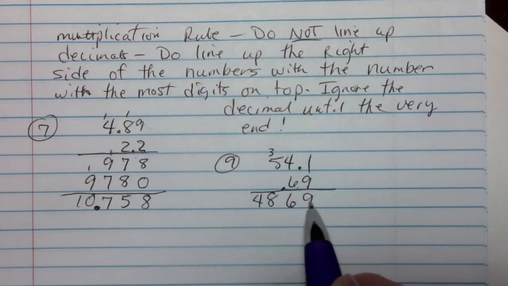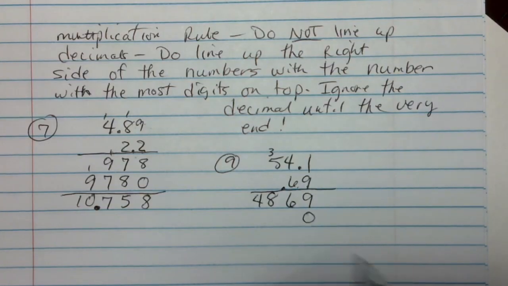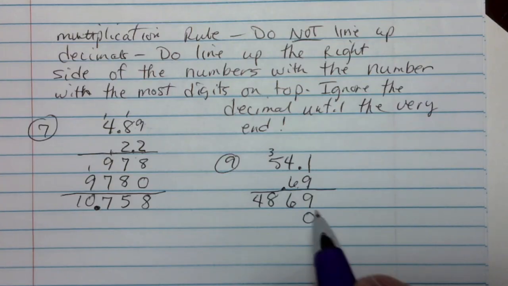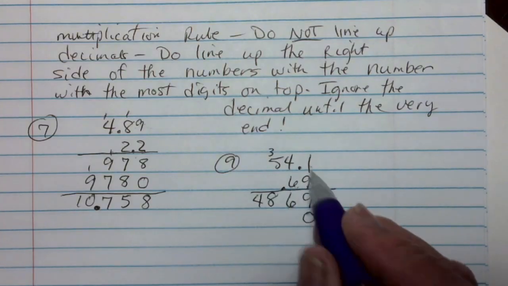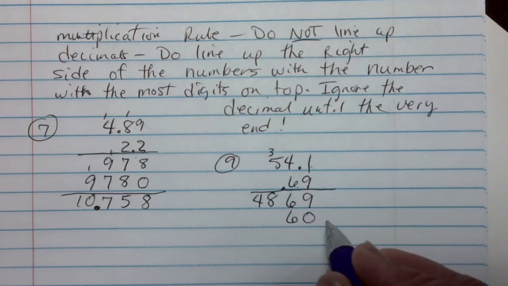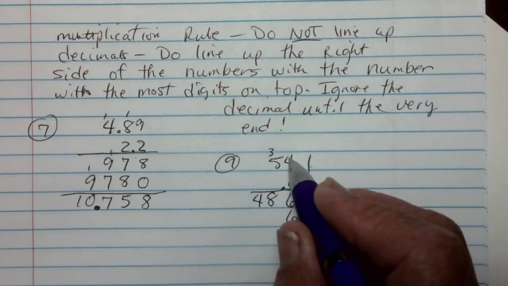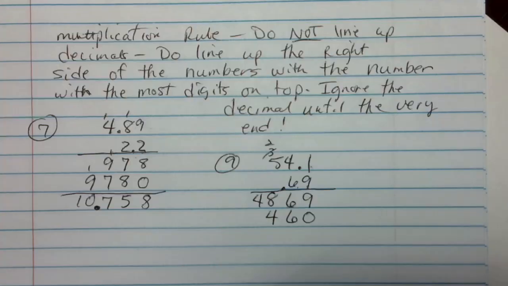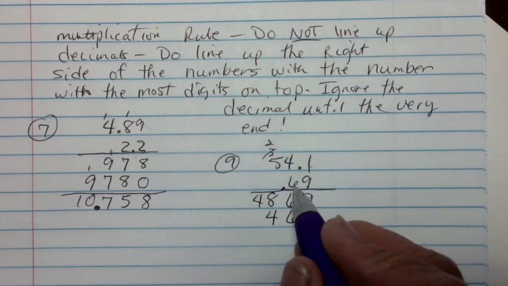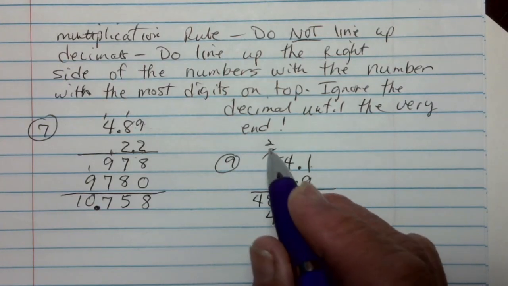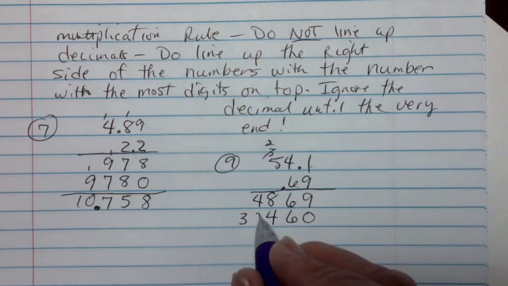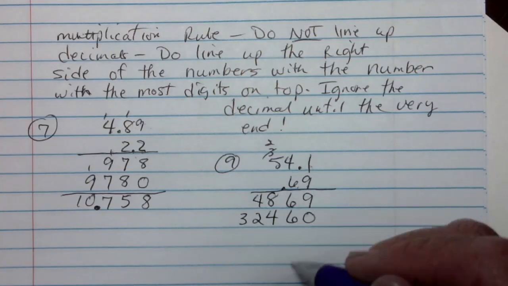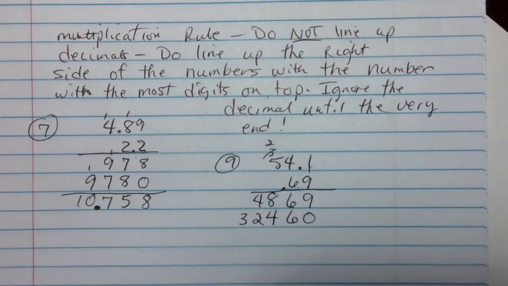I'm moving over to use the 6, so I have to put a placeholder here. And now I'm going to go through it with 6. 6 times 1 is 6. 6 times 4 is 24. Write down the 4 and carry the 2. Ignore that 3 now. 6 times 5 is 30. Plus 2 is 32. Line up your digits.